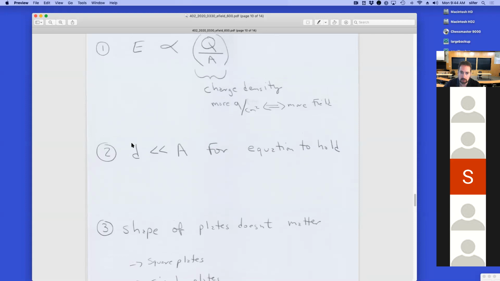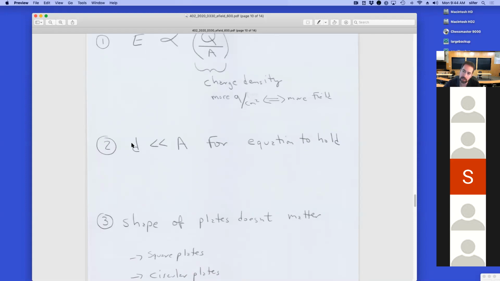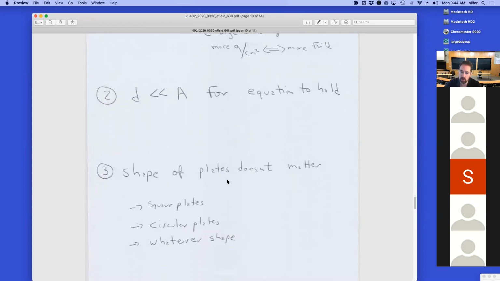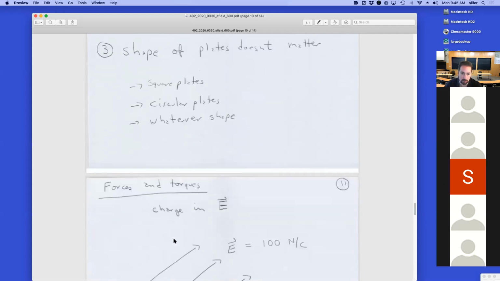We want that D to be much smaller than A, in the sense that we want these parallel plates to be very close together, but not touching, for this to be a valid equation. And the shape will work, whether it's square plates, circular plates, or some kind of weird shape, as long as they're similar or identical in shape, and the area of the two are the same, you're going to get this nice simple formula.